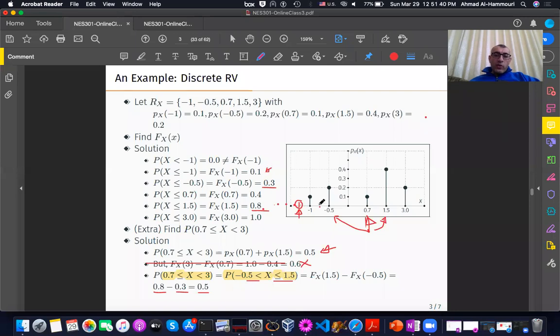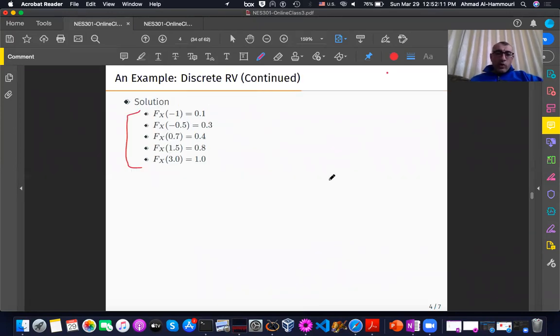What's f of x of the point in here? We are asking what's the probability that the random variable is less than or equal to this value. I have just one value, which is 0.1. So f of x will be constant at this value. It will stay constant because I have no values up to this spike. Okay, and it will rise. And this is what we are going to see in here, okay?